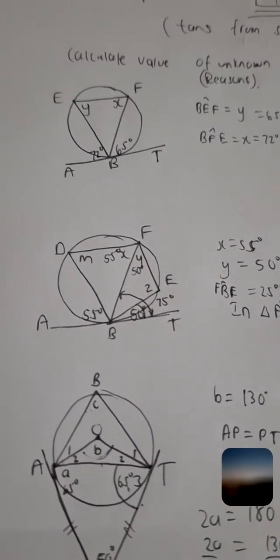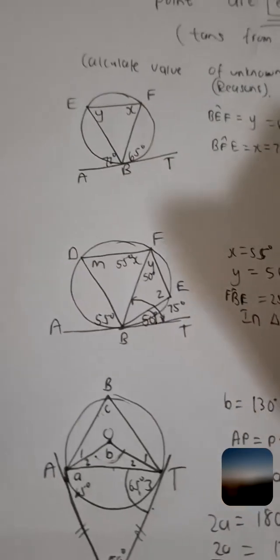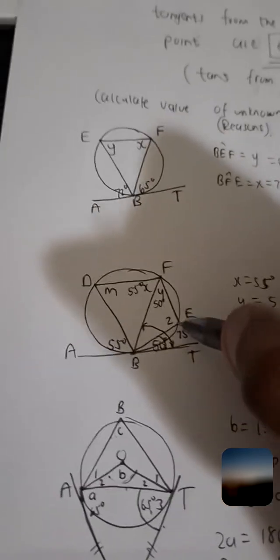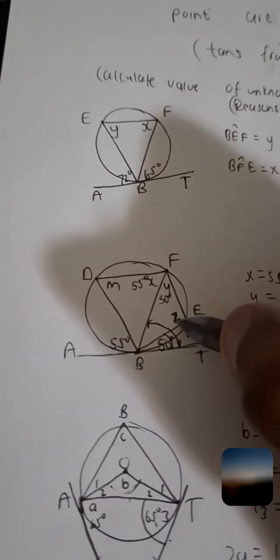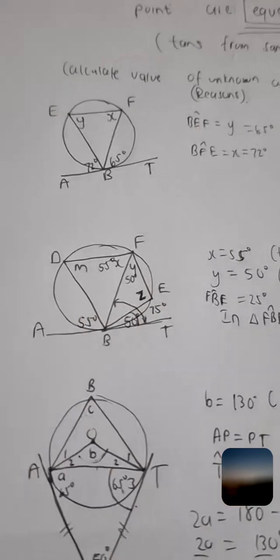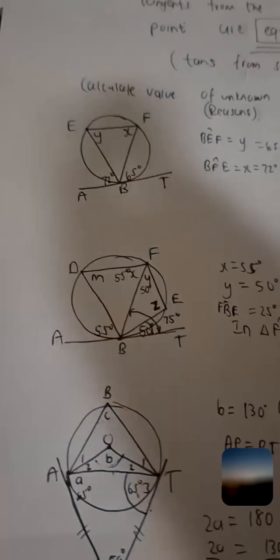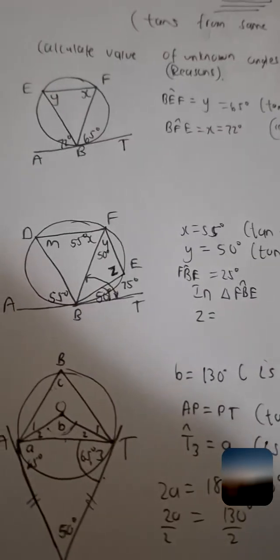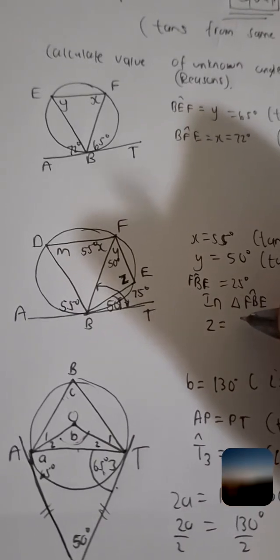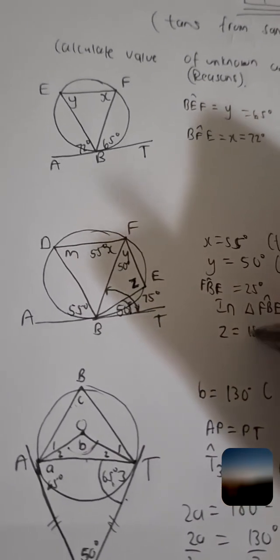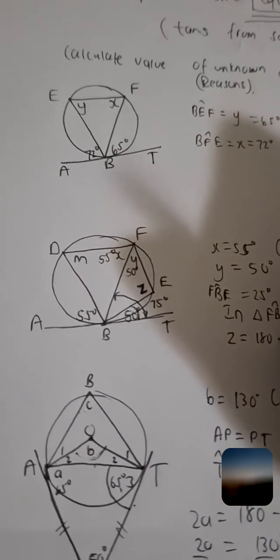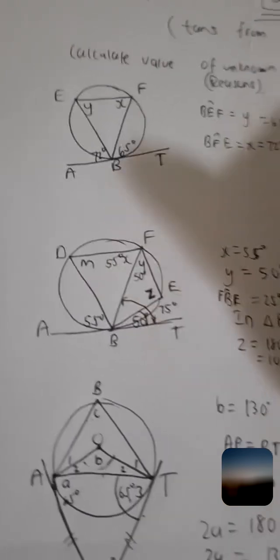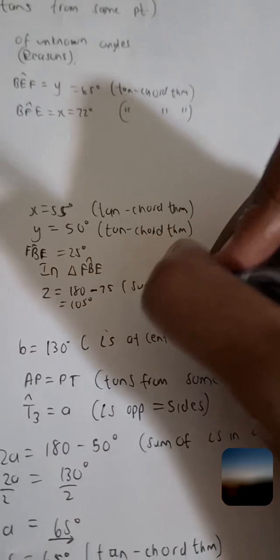Yes, so therefore angle E2 is equal to... Oh, you mean Z. Sorry, that's Z, not E2. So you're going to find Z, due to the sum of angles in a triangle. Z is equal to 180 minus 50, which is 130. 130 minus 25, which is 105. So it's 105 degrees, and the reason is the sum of angles in a triangle.